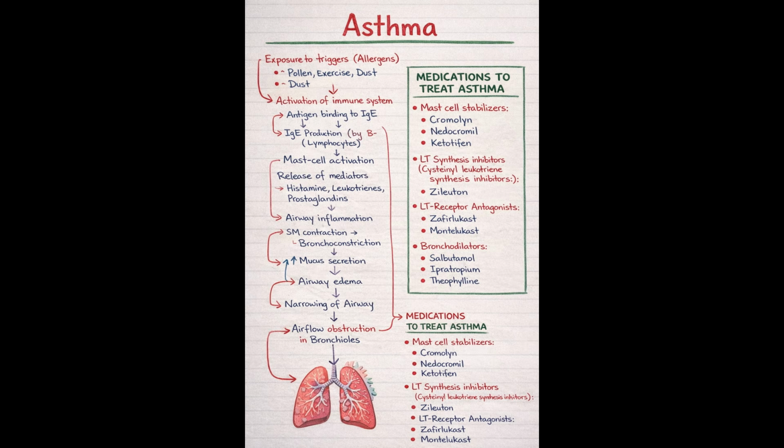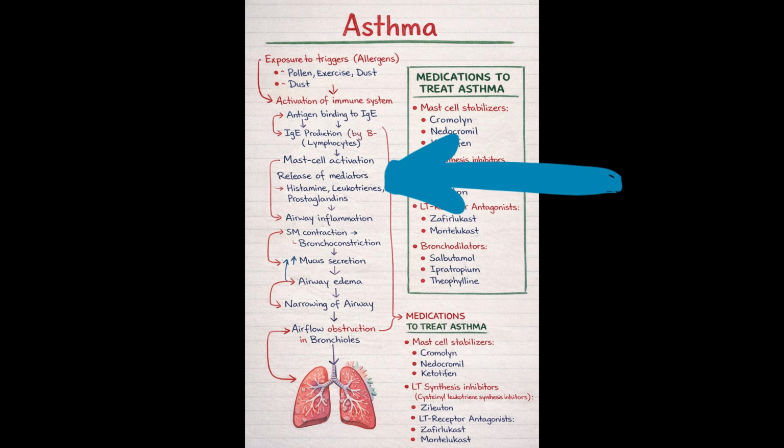Now we have to take a look at the pathophysiology of asthma. Whenever an allergen, any pollen, enters the body, or you can say exposure to a trigger happens, your immune system is going to get activated, as you can see in the flow chart. When the immune system activates, the B lymphocytes produce IgE antibodies. The antigen that enters your body attaches to this IgE antibody, and this IgE antibody then attaches to the mast cell and activates it.